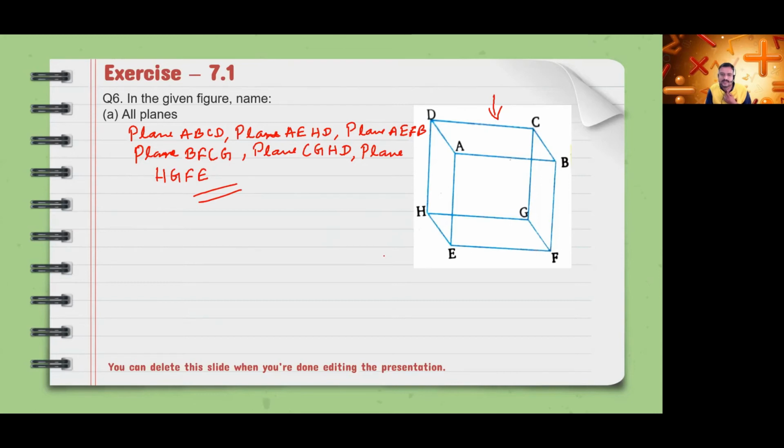You should understand from that only. Now, the names can be different. Someone will start the name of the plane from here, HGFE, someone can start from here, GFEH. So names can be different, but in all there will be 6 planes. Always go clockwise or anti-clockwise while giving the names. That is the logic.